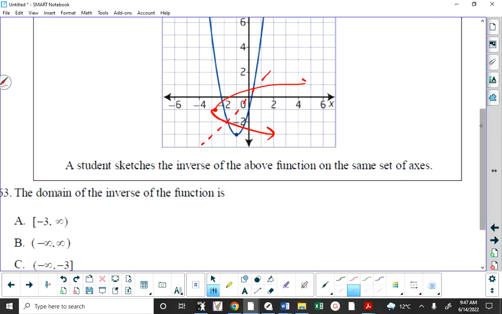But it's not an inverse. You can also decide that it's not an inverse because if the inverse is not a function, it fails the vertical line test. That means if the original graph fails a horizontal line test, then the inverse will not be a function. Okay? So that's not true. What else do we got going on here?